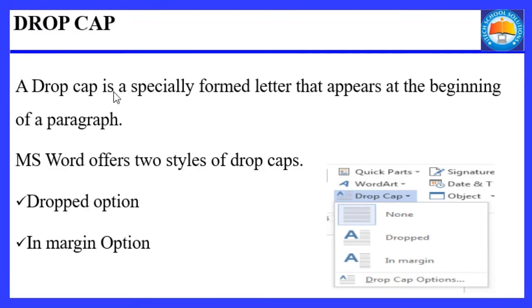A drop cap is a specially formed letter that appears at the beginning of a paragraph. MS Word offers two styles of drop caps: dropped option, in margin option. It begins the paragraph with a large letter that splits down into the text. Thus, drop cap moves the first few lines of a paragraph.